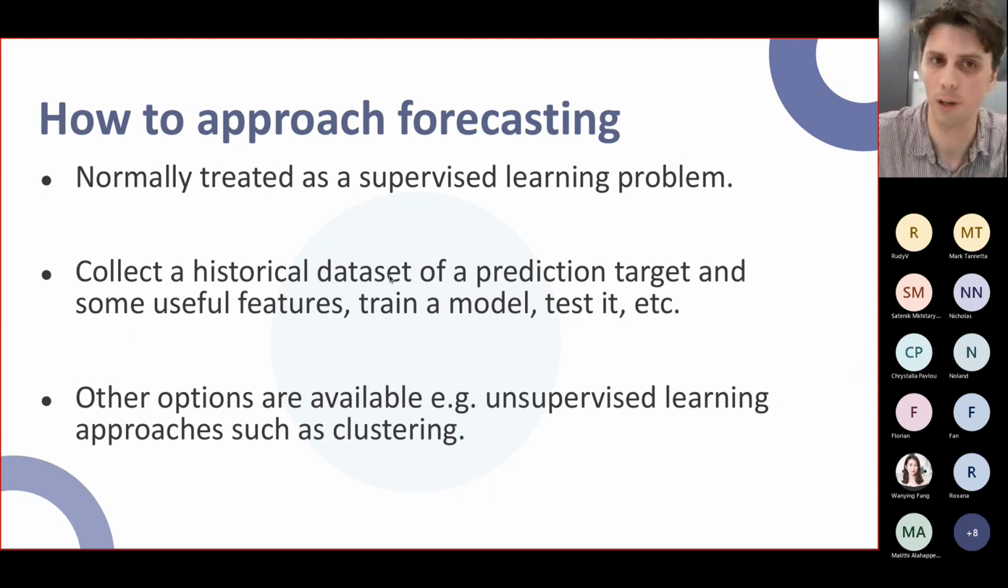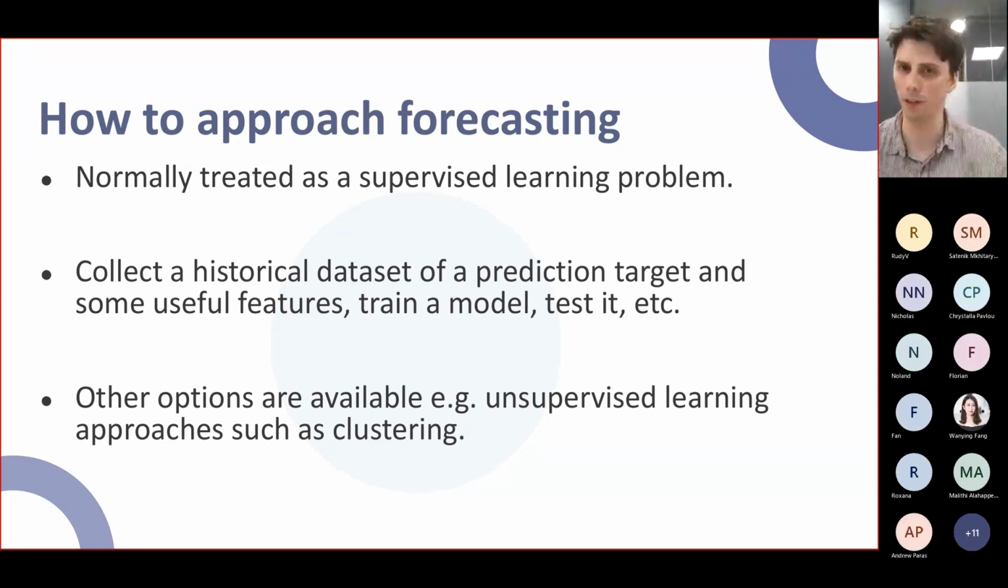But how do you approach forecasting? Well, normally it's treated as a supervised learning problem. So you collect some kind of historical data set of whatever it is that you want to predict. And then you collect some information about features which you think would be useful in making that prediction. So then you train a model, you test it, you find some correlations that help you make predictions, and you hope that they will remain in the future. Although when you actually deploy your model, you probably want to monitor it to make sure that it continues to perform well. And that's it.